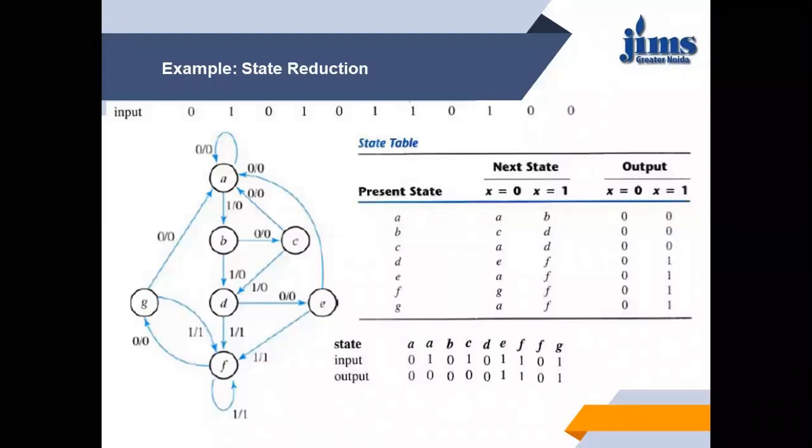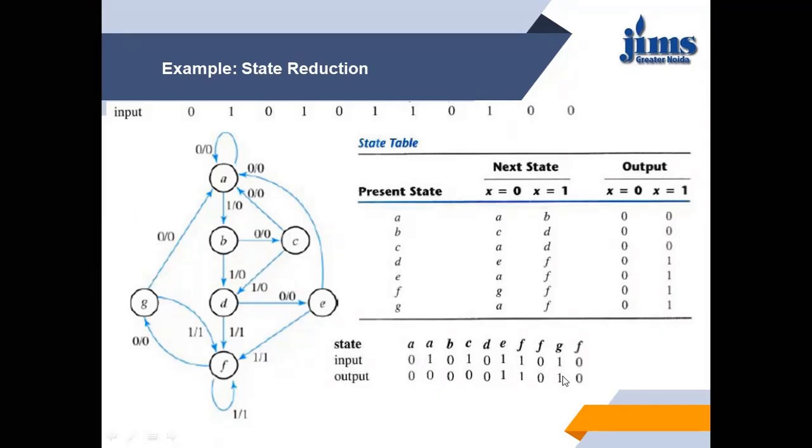Now the input is 1. With present state G and input 1, the next state will be F and the output will be 1. So the output here we have written is 1, the next state is F.